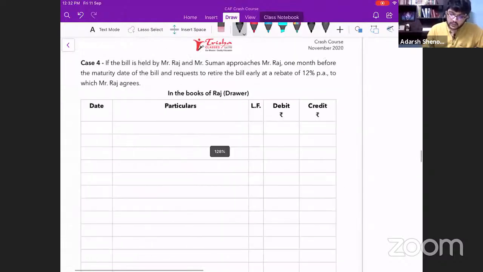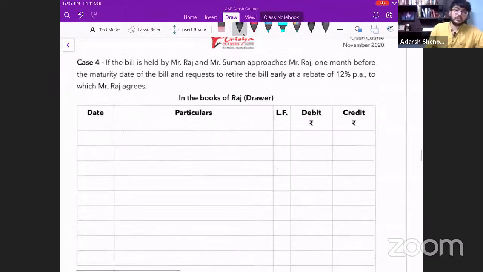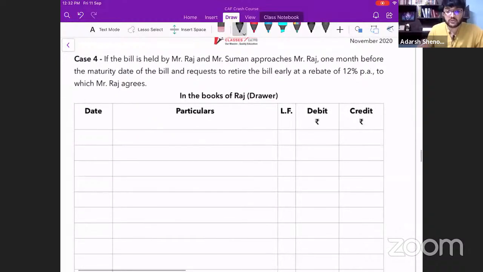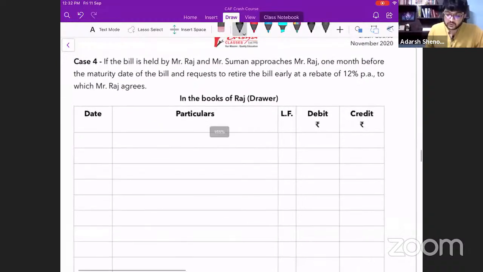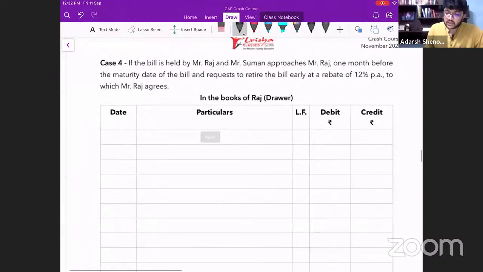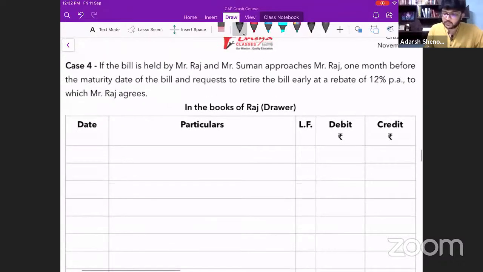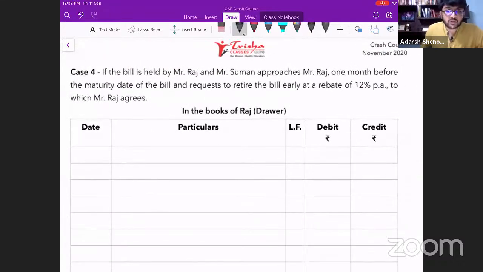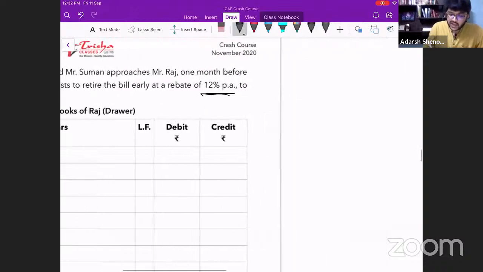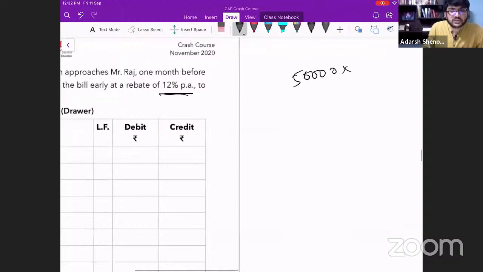But he wants a discount. He wants me to give a discount because he has come to me before the due date itself, 1 month before the due date. Can you tell me, if I accept this proposal, how much is the discount amount I have to give him? I have to calculate it on the basis of 12% per annum. On what amount? What is the bill amount? 50,000 was the bill amount. Should I directly calculate 50,000 into 12%?